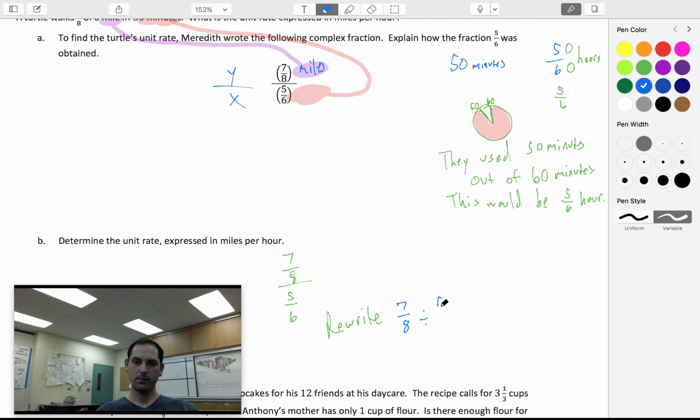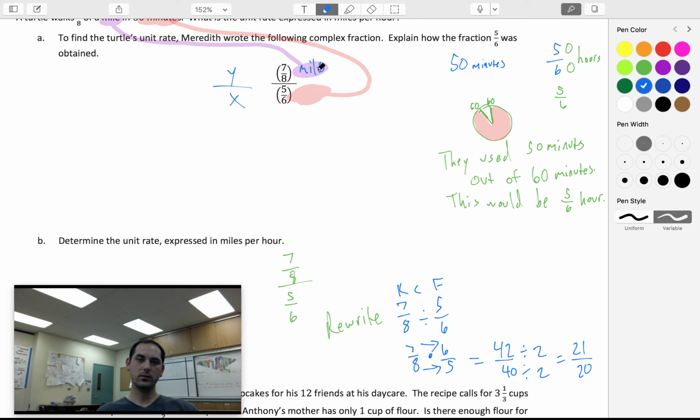7/8 divided by 5/6. 7/8. So we're doing keep, change, flip, multiplication. 6/5, remember the flip is your reciprocal, so you're actually moving that. And now we're going to multiply. 7 times 6, 8 times 5. This is 42/40. And we can reduce top and bottom. So I'm going to divide by 2. This is 21/20.